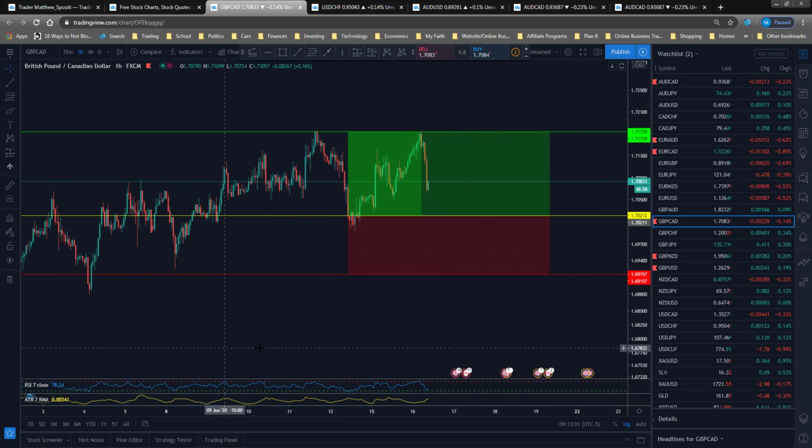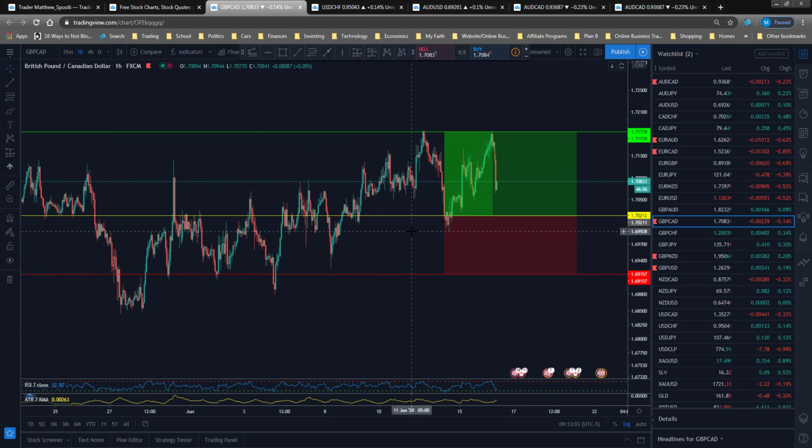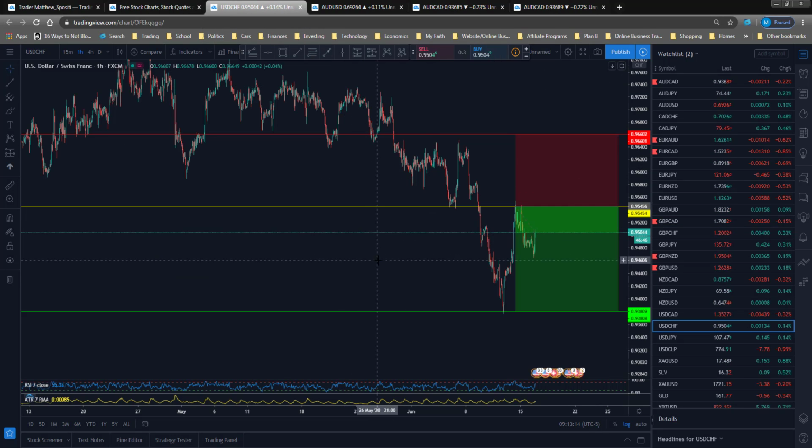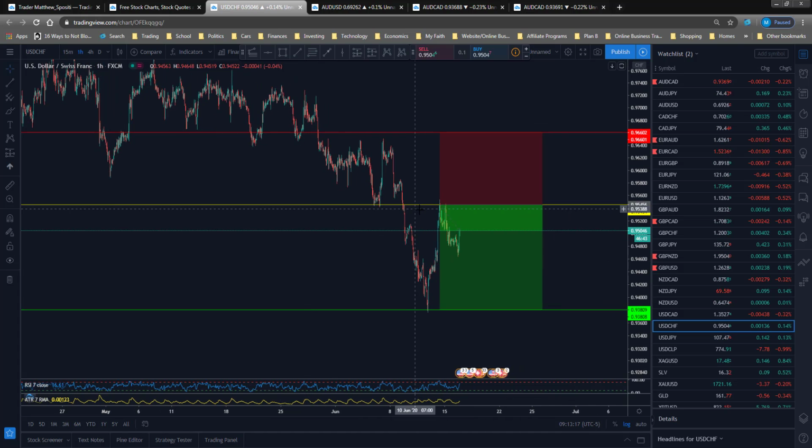That being said, this was our winner for this week so far. Hopefully we have more. It's not looking like we're going to, and I'll show you guys that in a minute, but so far so good. So, dollar Swiss: I took this trade yesterday. I found this trade, and so far so good. We got entered, we're moving down, we're in the green zone, so that makes me happy overall.